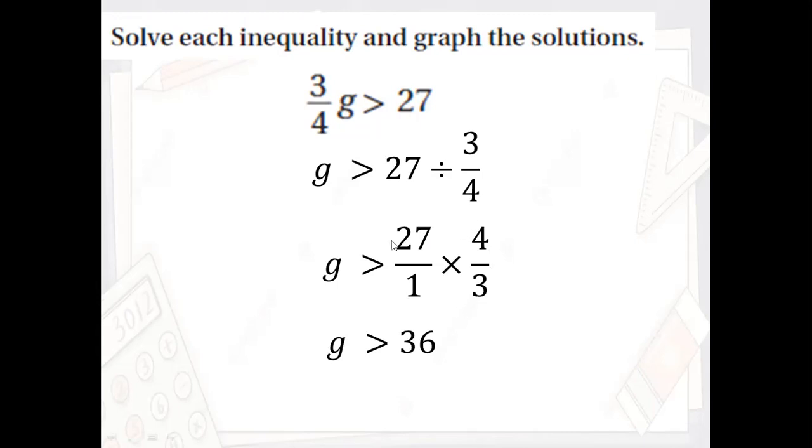Otherwise, you can simply cancel the numbers. You can simplify within this area. So it's 3 and 27. How many 3's are there in 27? There are 9. So we can cancel 3 and 27 and write 9, because 27 divided by 3 is 9. So 9 times 4 gives us 36. The answer is the same either way you do it; the only purpose is to get this part solved. So the inequality is g is greater than 36.